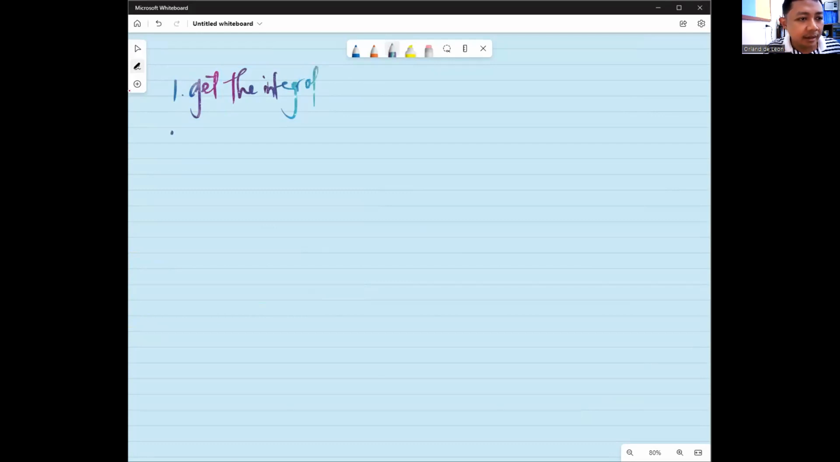Get the integral. Second is to find or get the definite integral. Then graph, just for us to show the process or the illustration. Take note of that. Let's have another example.